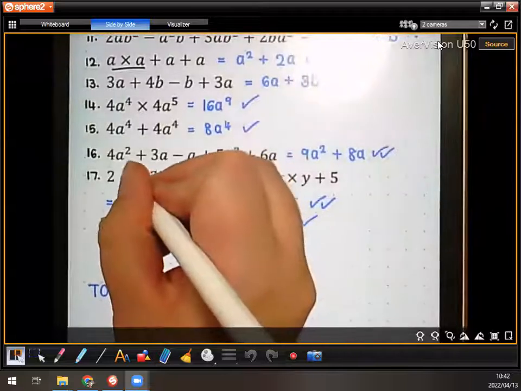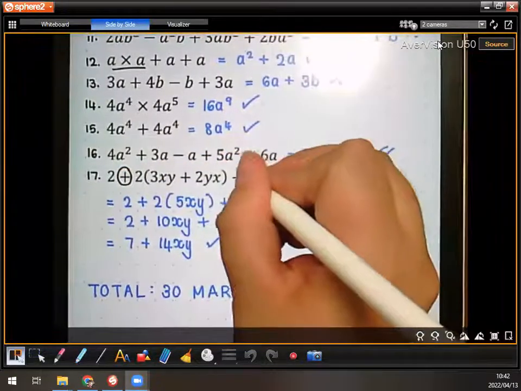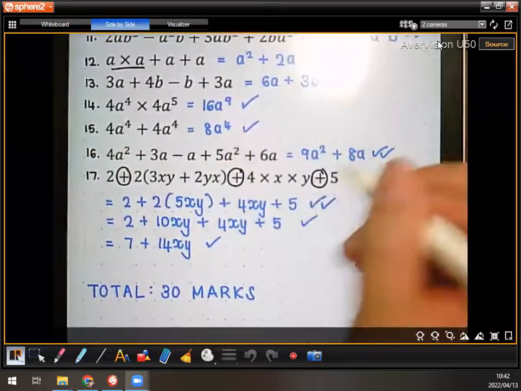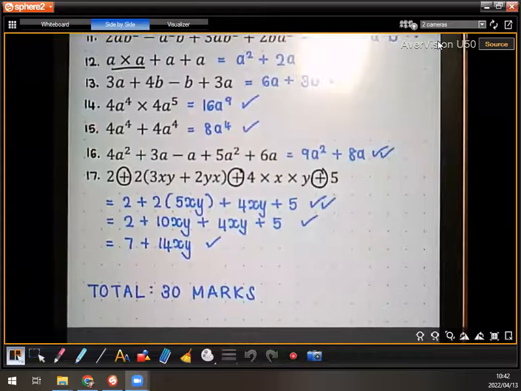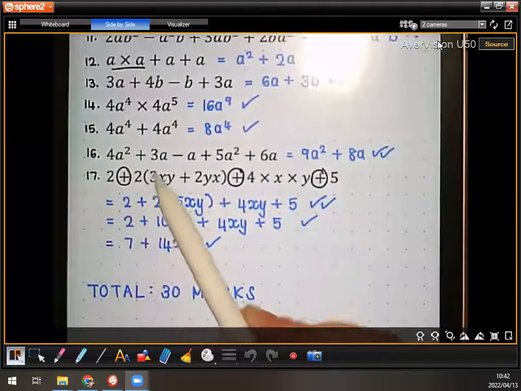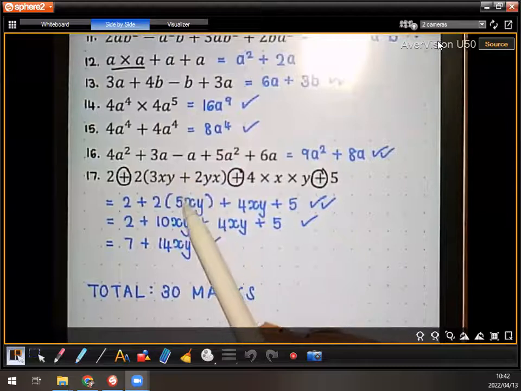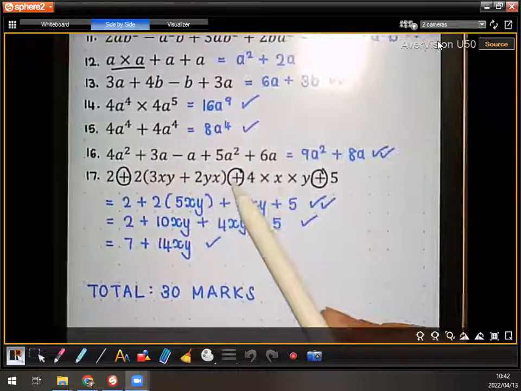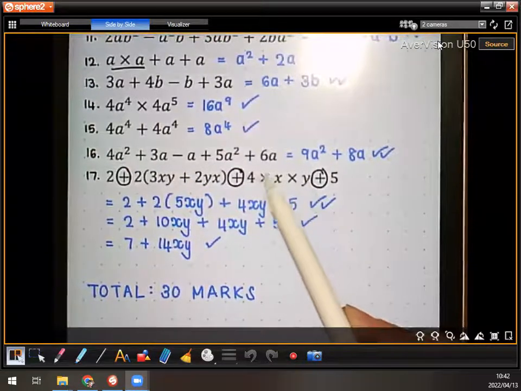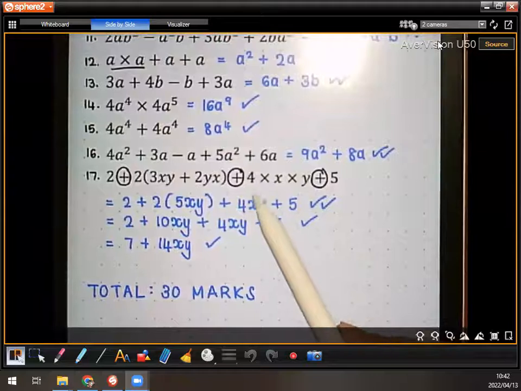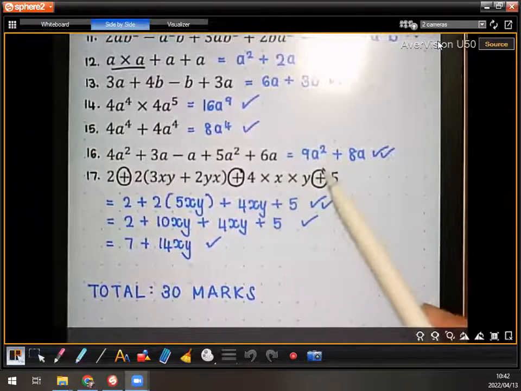Remember what we did earlier in the year? We circled all our pluses and minuses. Right? You can still keep doing that, guys. It makes it easier. So the 2 is on its own. 2 times this bracket you simplify. Plus this you must simplify. 4 times x times y is 4xy. That was the second half. And then plus 5.